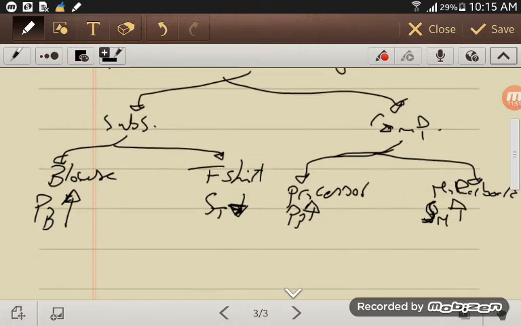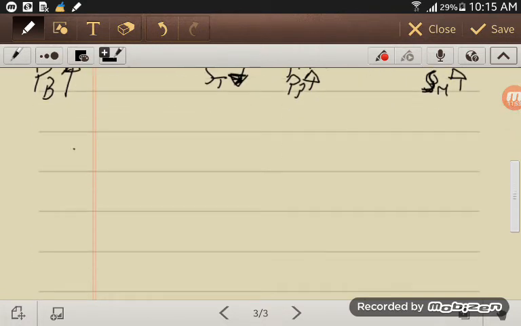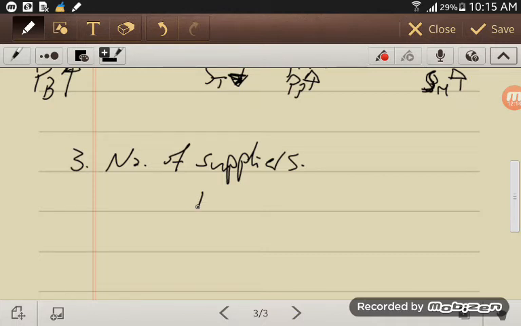Factor number 3, total number of suppliers. If there is only one shop that's going to sell a product, the quantity supplied is going to be lower than if there are 100 shops. So as the number of suppliers increases, supply of a product is going to increase.